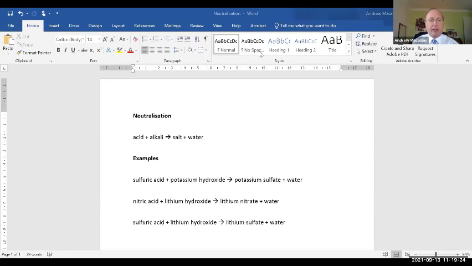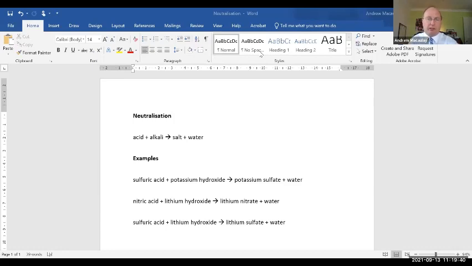The last example there is sulfuric acid plus lithium hydroxide. So if you mix those two together, there's a reaction and it produces lithium sulfate plus water. And lithium sulfate is another salt.